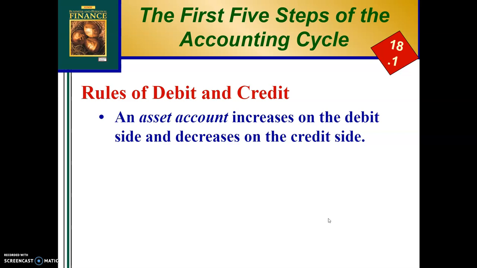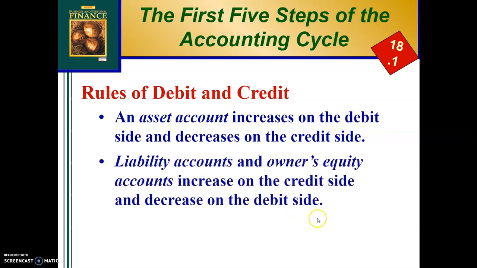An asset account increases on the debit side and decreases on the credit side. This is very important for understanding how transactions need to be recorded and the accounting equation remaining equal. Now, if it's a liability, it's just the opposite. Liabilities, and actually the owner's equity capital account, will increase on the credit side and decrease on the debit side.